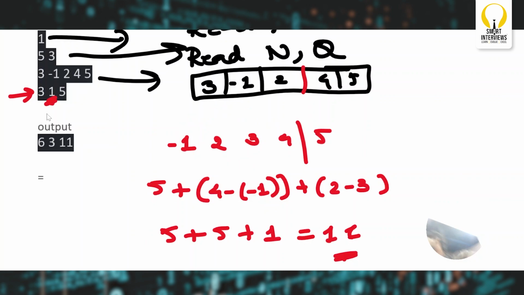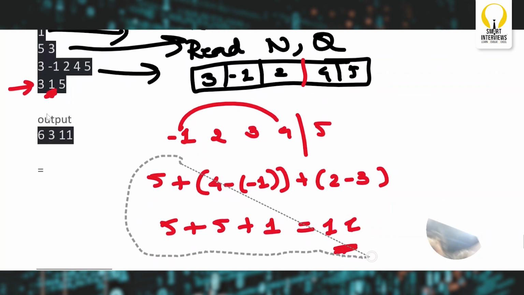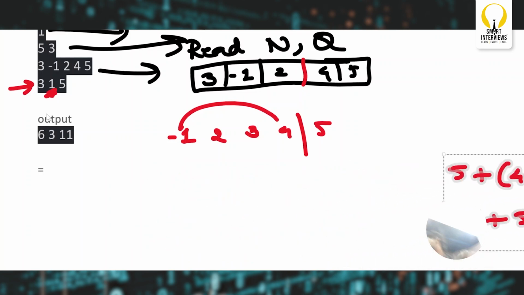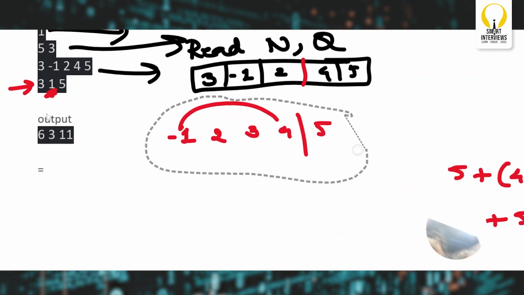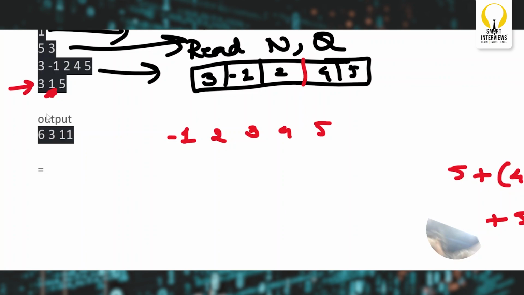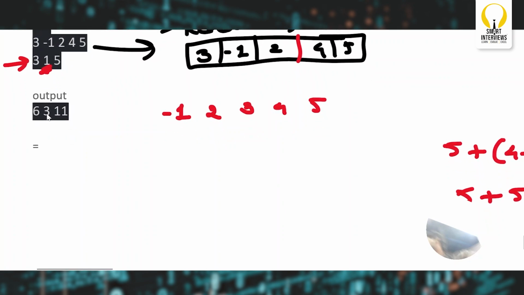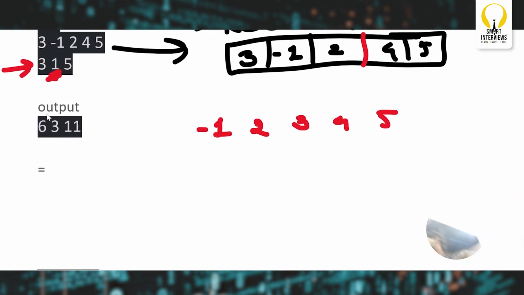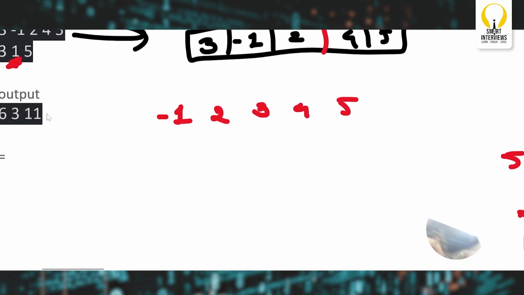Obviously you're going to segregate it something like this. So 5 will always be there. Then 4 minus of minus 1 plus 3 minus 2. The overall answer will be 5 plus 4 minus of minus 1, which is plus 5 again, plus 2 minus 3. What will be the overall value? 5 plus 5 plus 1, which is 11, the third value that we need to print. I hope the input and output is clear to you. This is the maximum value achievable.